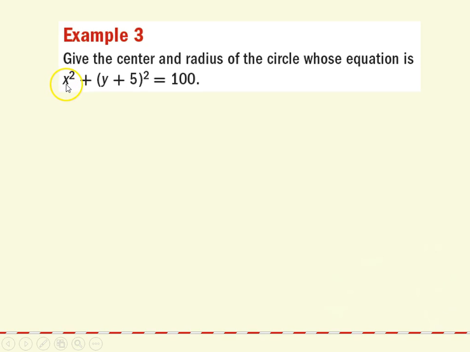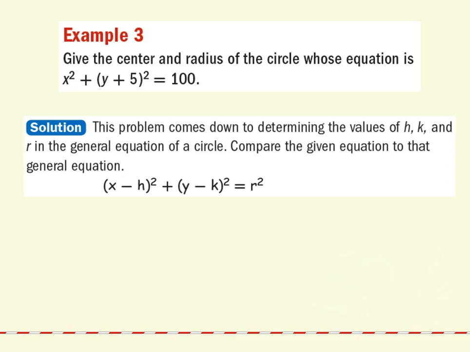But since there's nothing being added or subtracted to x, this is going to be 0. So this problem comes down to determining the values of h, k, because that's the center, and then r, which is the radius in the general equation of a circle, which is what we have right here. And we're going to compare the given equation to that general equation right here.